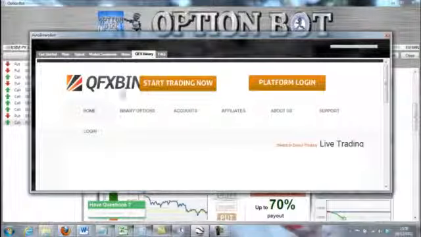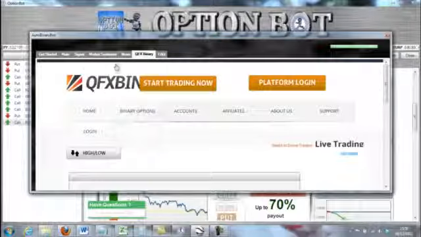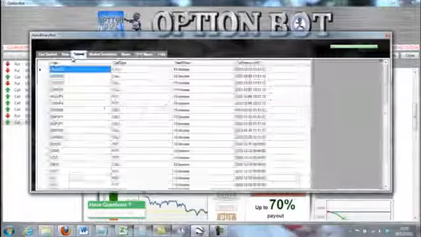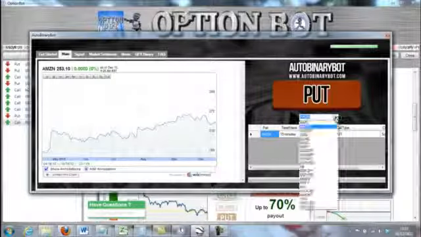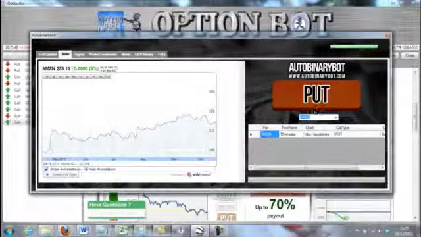What's this QFX bin? That doesn't even fit in the window. Once again, really poor software. Okay, so I'm just going to go and see what it's telling me to do. It was telling me to put on Amazon. It's been telling me to do that since the software's gone on. I don't know if I'm meant to do that or not.